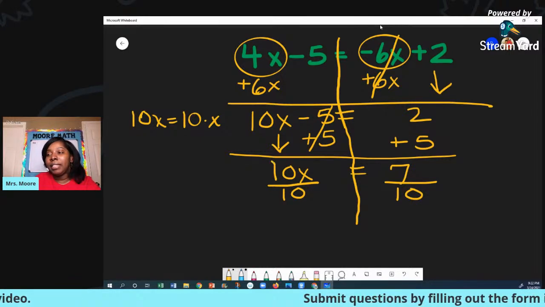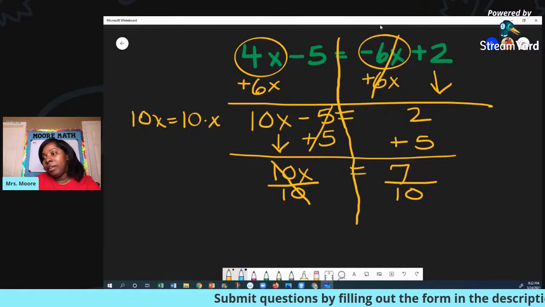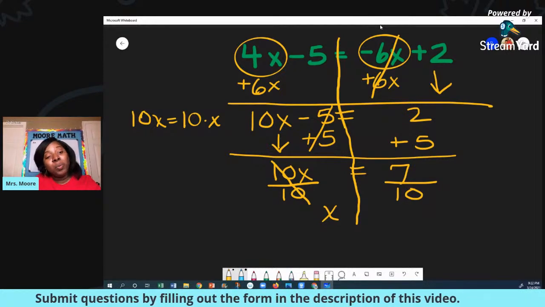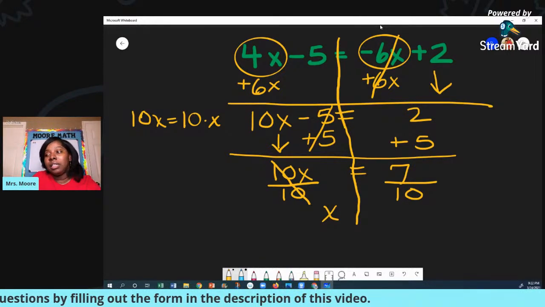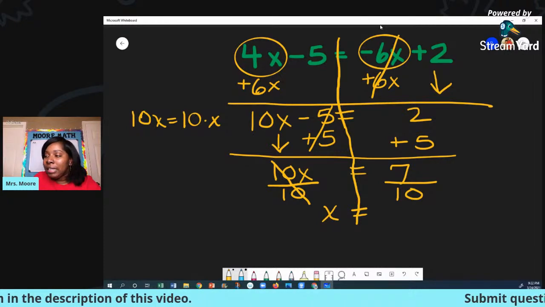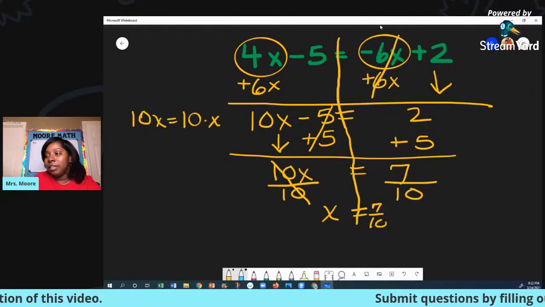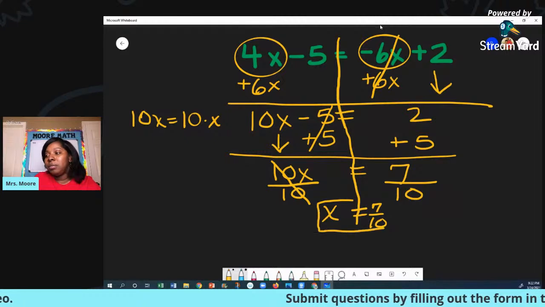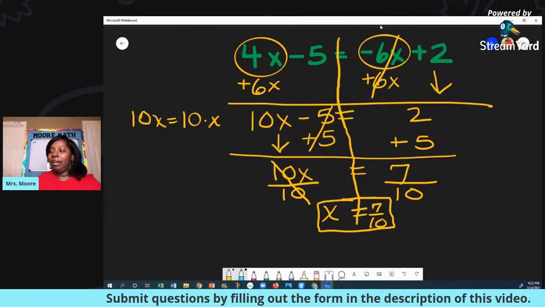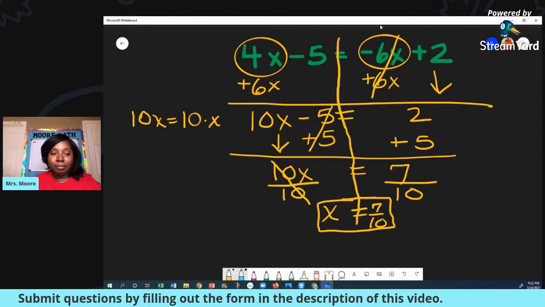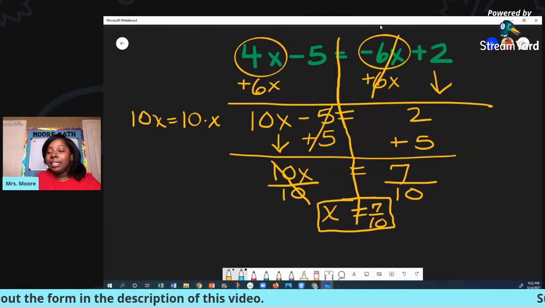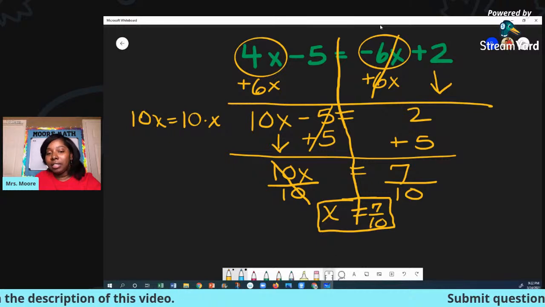And 10 divided by 10, bam, got rid of it. 10 divided by 10 is 1. You can put 1x or you can just put x, okay? And I have a fraction. Don't try to divide this. Leave it as a fraction, unless they want a decimal or something, which they probably don't. Don't make your life more complicated. Keep it simple, okay? So then it would be x equals 7/10, okay?